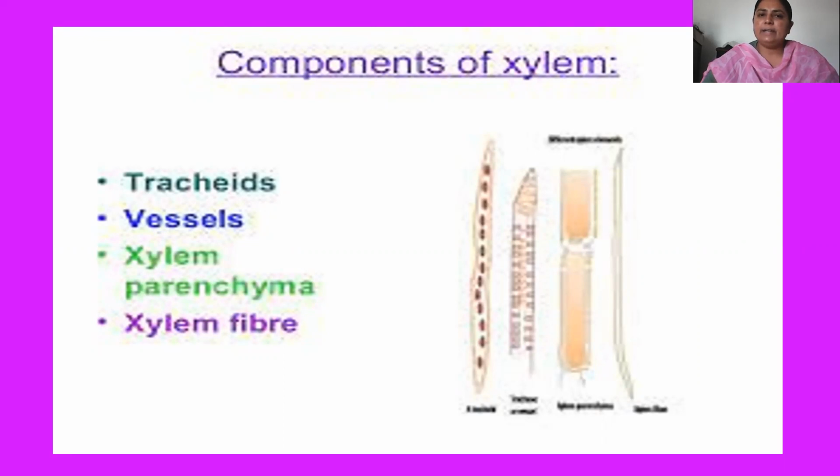Besides tracheids and vessels, which are involved in the transport of water and minerals, xylem tissue also consists of xylem parenchyma and xylem fibers. Students, xylem parenchyma is a specialized type of parenchyma tissue, and this parenchyma tissue stores some amount of water within the xylem, so that the turgidity of a particular plant organ is maintained.